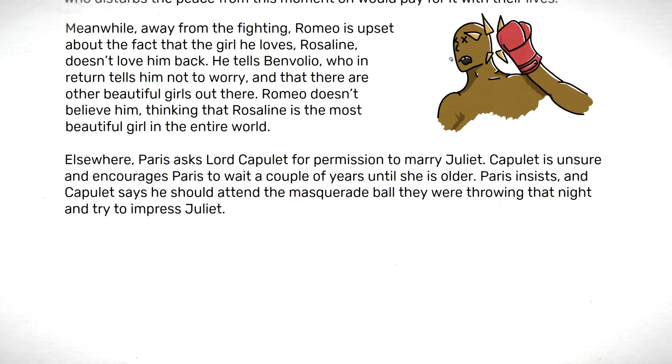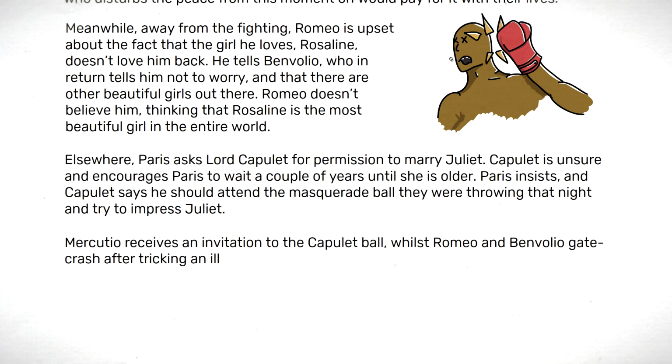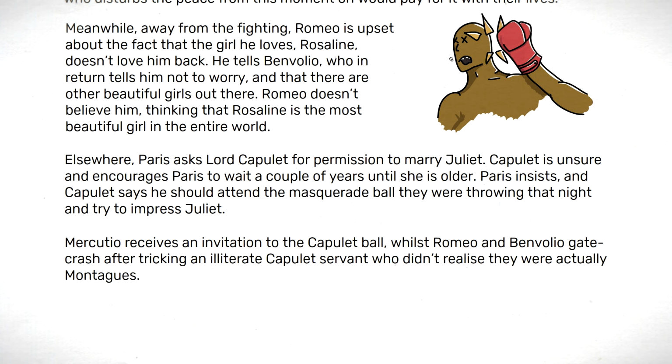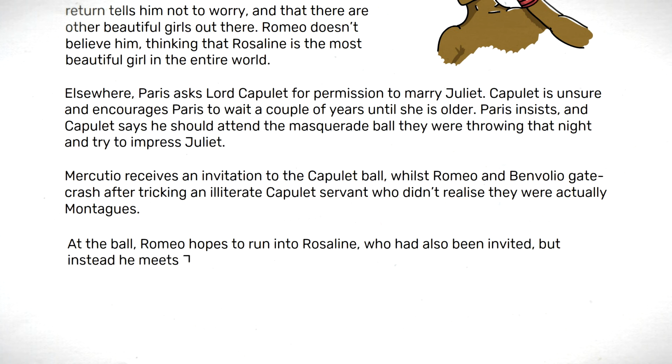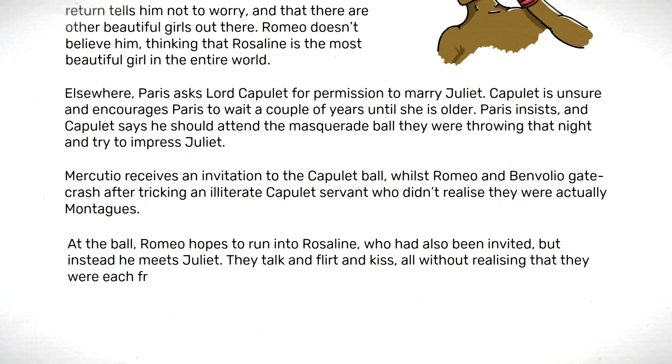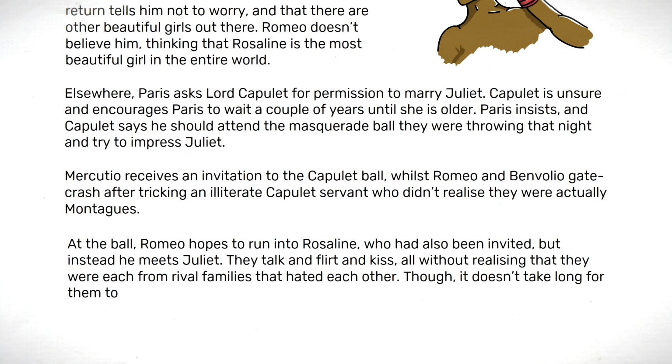Mercutio receives an invitation to the Capulet ball, whilst Romeo and Benvolio gatecrash after tricking an illiterate Capulet servant who didn't realise they were actually Montagues. At the ball, Romeo hopes to run into Rosaline, who had also been invited, but instead, he meets Juliet. They talk and flirt and kiss, all without realising that they were each from rival families that hated each other, though it doesn't take long for them to discover this.